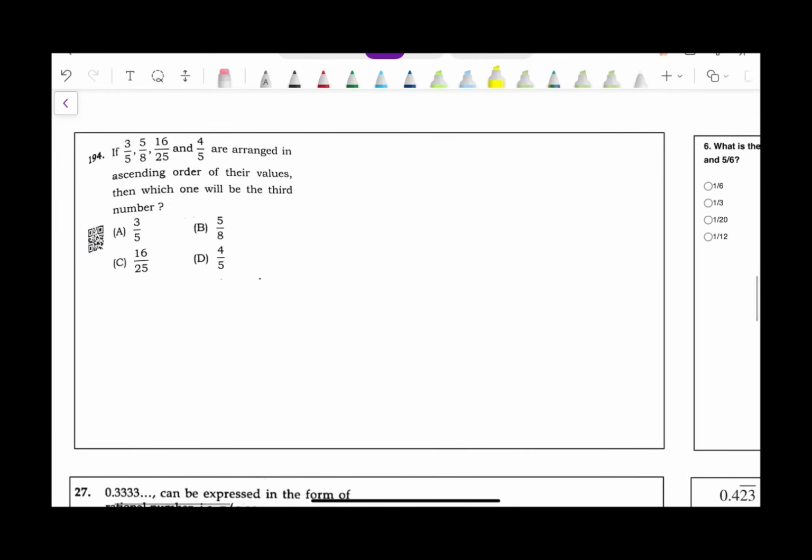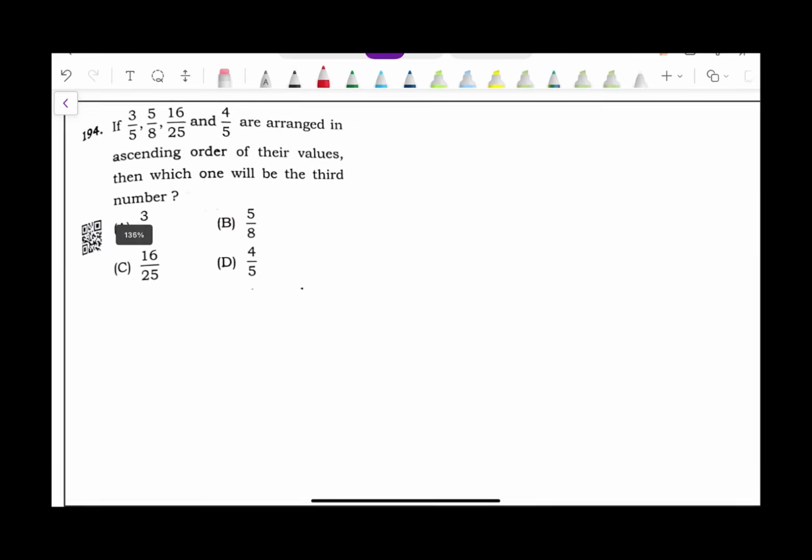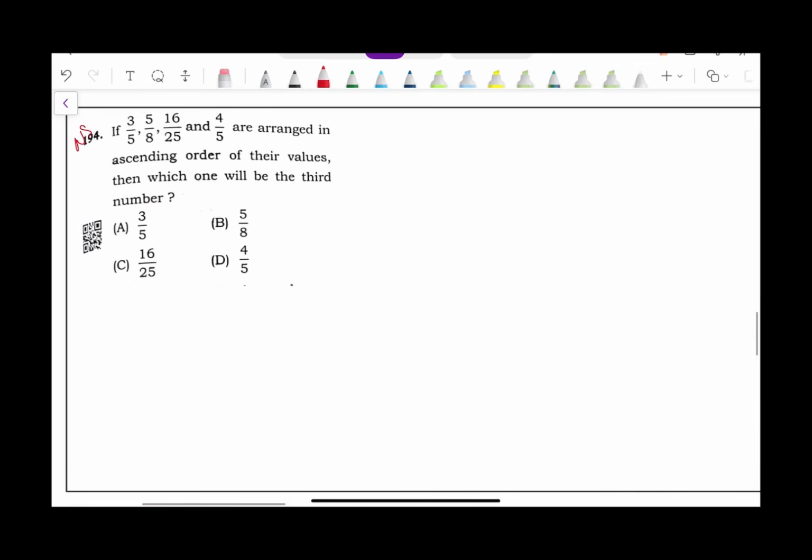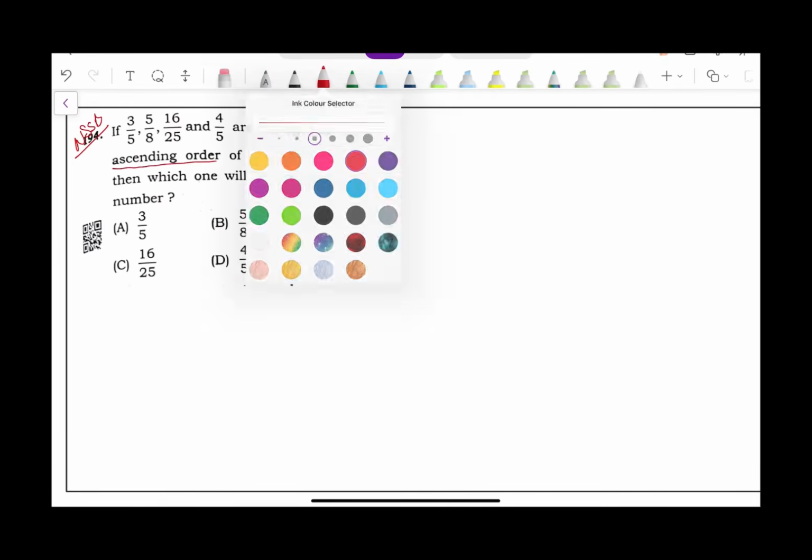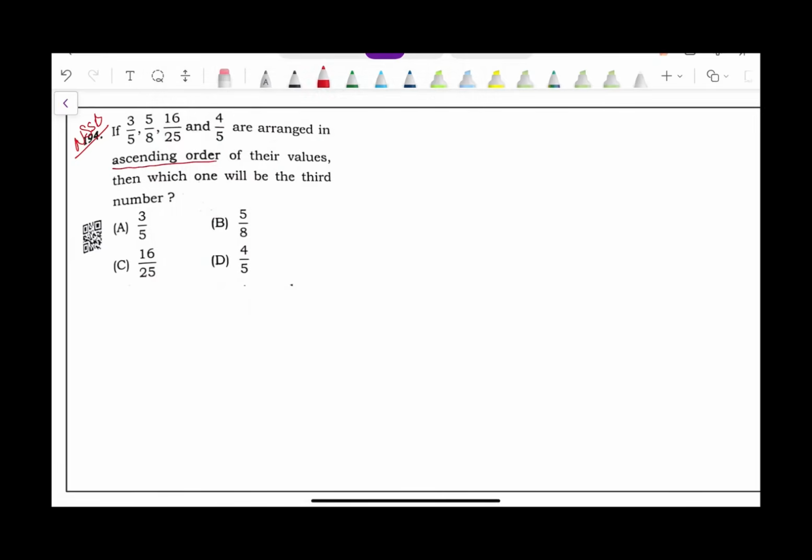If you look here, this is from NSSB, NSSB PYQ. You have a set of fractions and you are asked to arrange them in ascending order, that means from the smallest to the greatest. The fractions are 3 by 5, 5 by 8, 16 by 25, and 4 by 5.